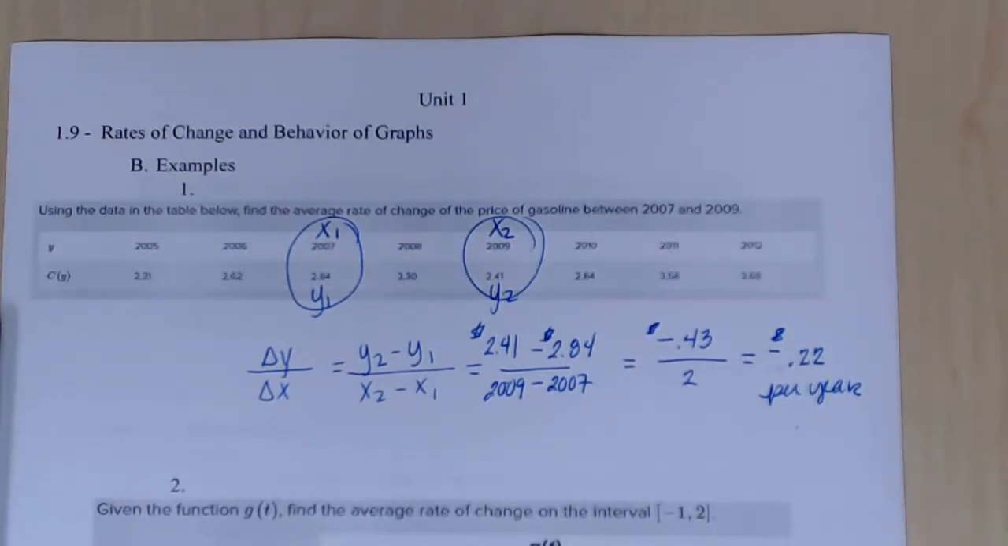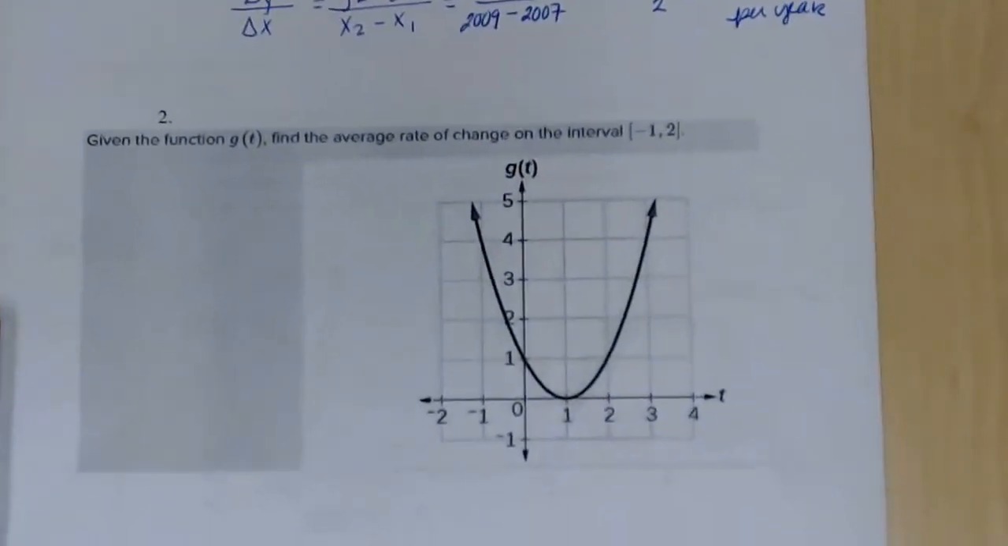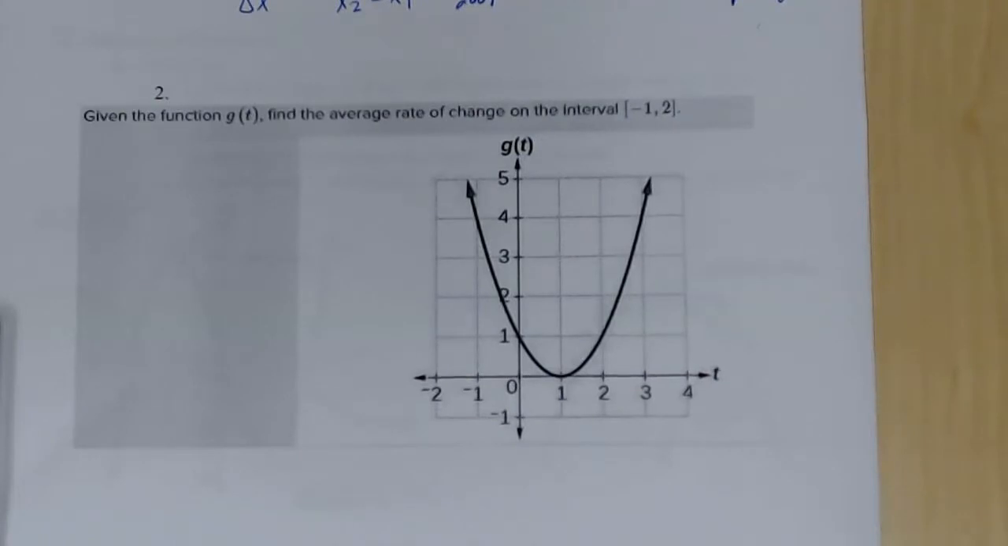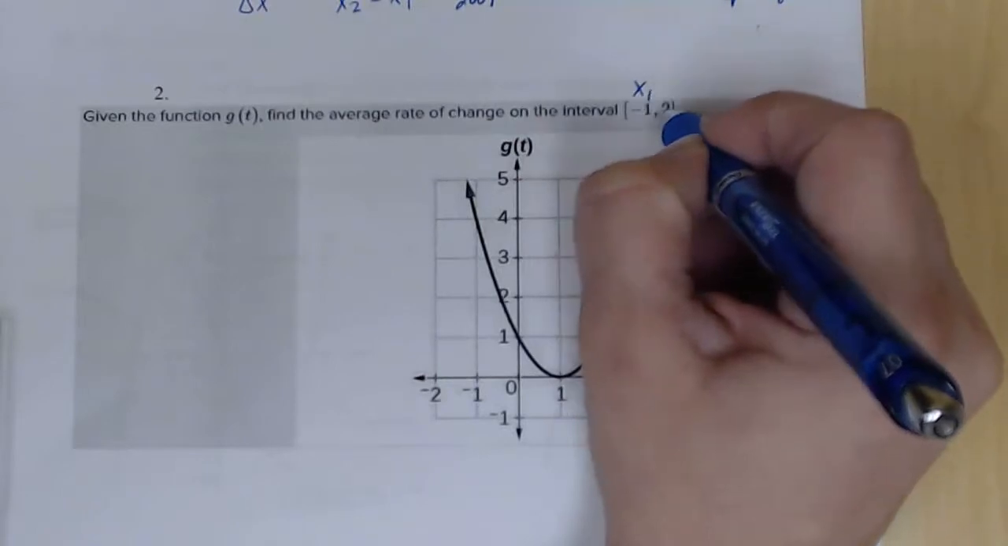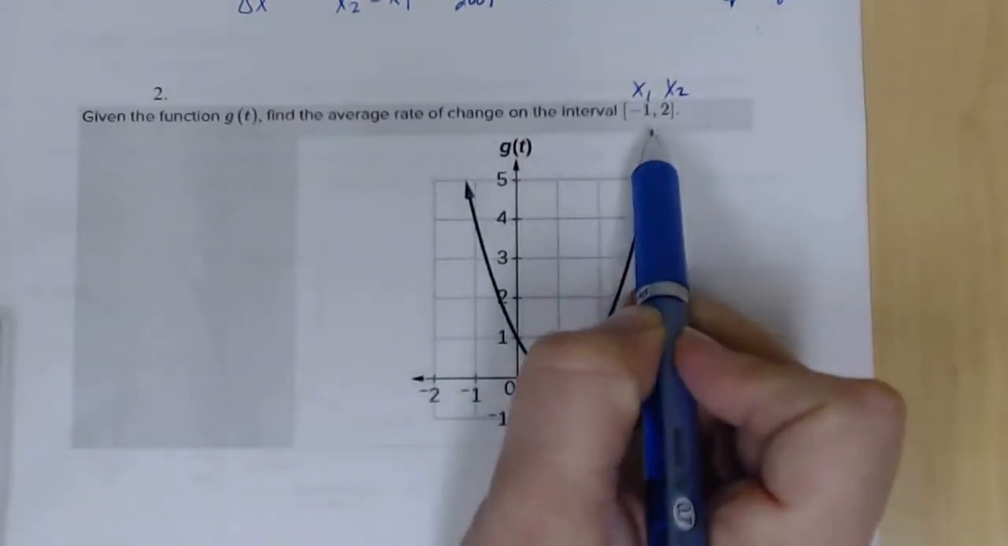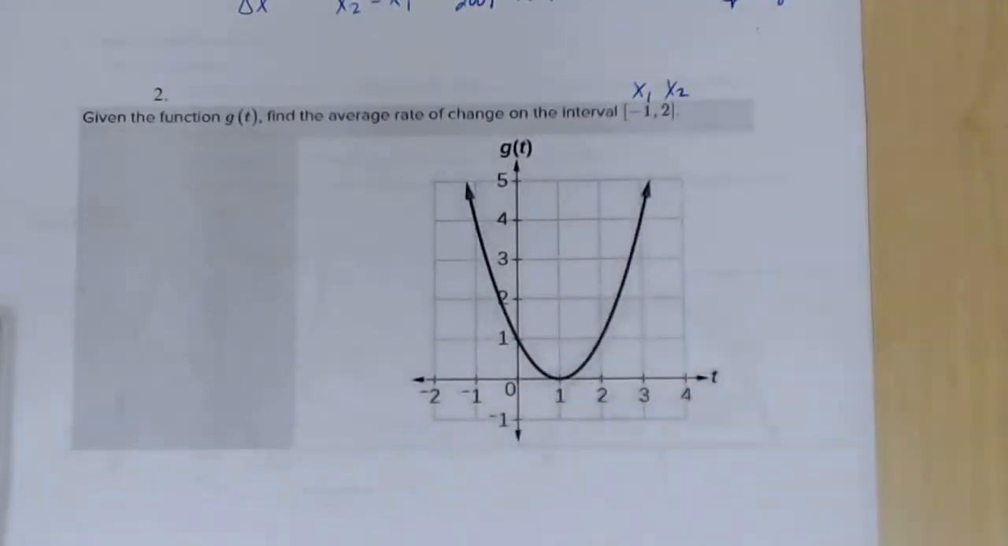Now, in other areas, I was just using a table, finding my values using the formula. Let's look at it on a graph for this number 2. Given the function g of t, find the average rate of change on the interval from -1 to 2. Notice they're using interval notation like we've done in previous sections. So here, -1 would be my x1, and 2 would be my x2, because this is an interval notation, not an ordered pair.